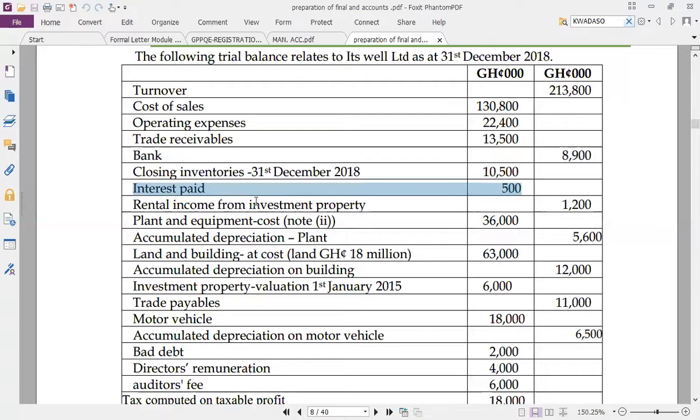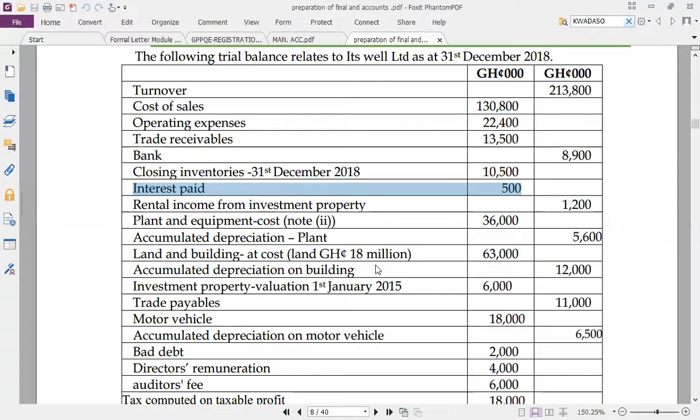Rental income from the investment property, 1,200. Plant and equipment at cost. Accumulated depreciation, plant. Land and building at cost, with land in brackets, 18. So it means that out of the 63,000 there, the land element is what? 18. The remaining portion is for building. Anytime you see the examiner doing this, it tells you that you should not depreciate what? The land, because freehold land is not to be depreciated, but we depreciate leasehold land.